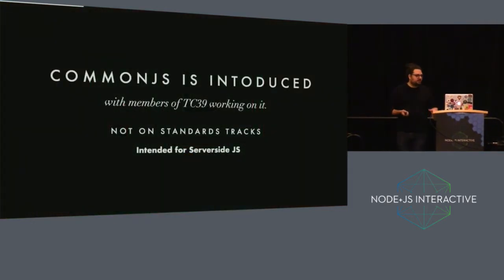CommonJS was then introduced with various members of TC39 working on it. It was not done through a standards track, though, and it was intended specifically for server-side JavaScript. When CommonJS was developed, it was not made with the intent of running in browsers. A lot of what goes on with CommonJS, with how we're handling things on the file system, just doesn't scale to a system where you need to be worrying about network traffic.